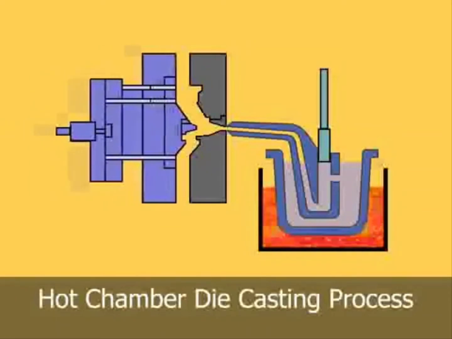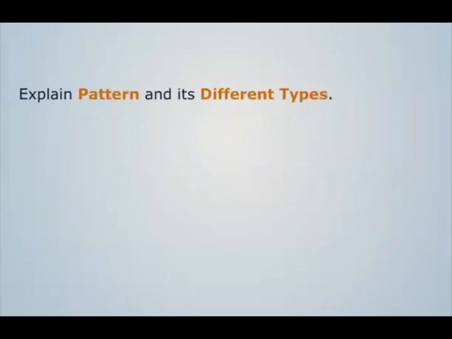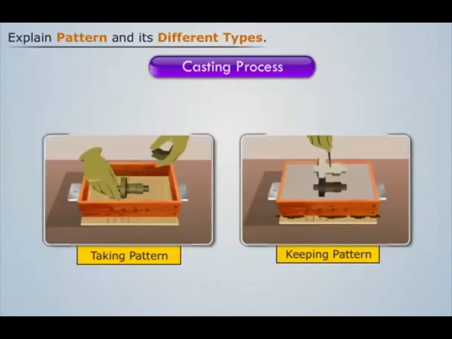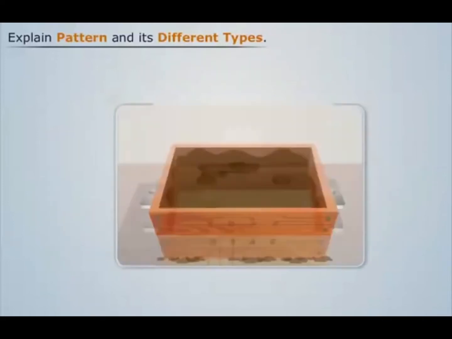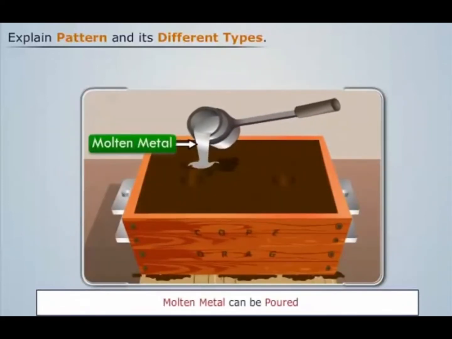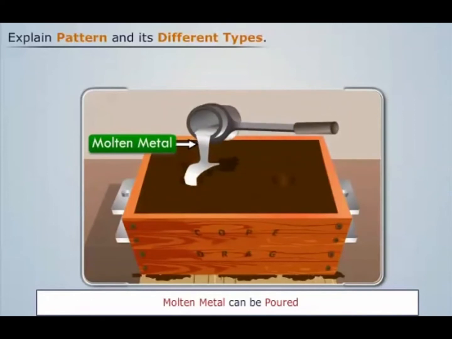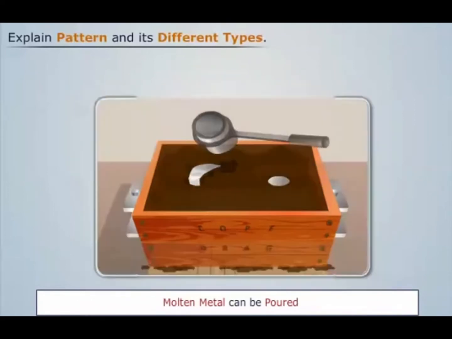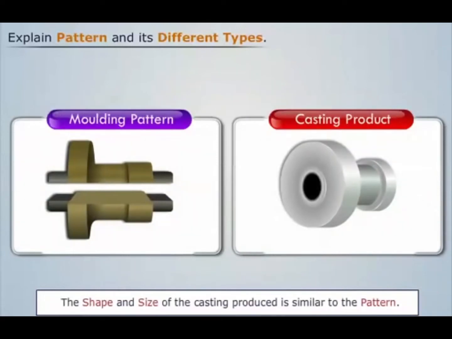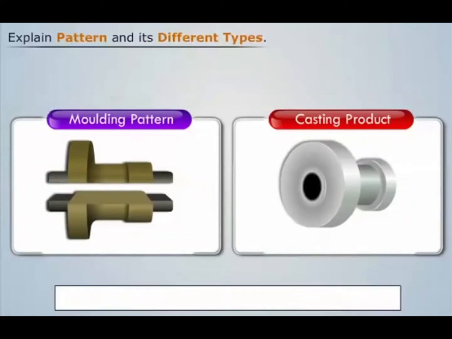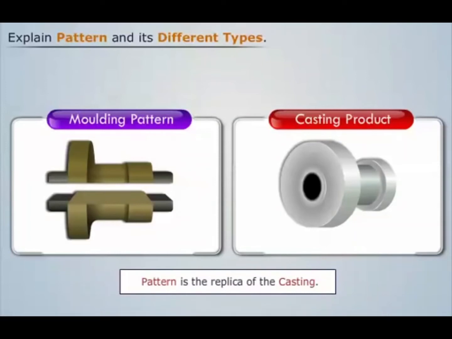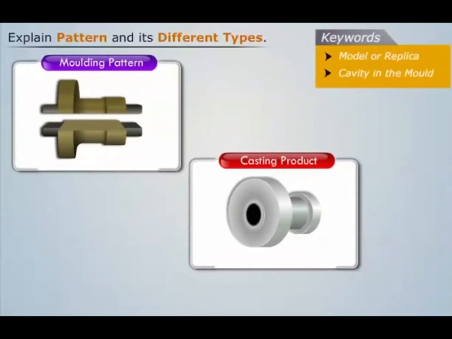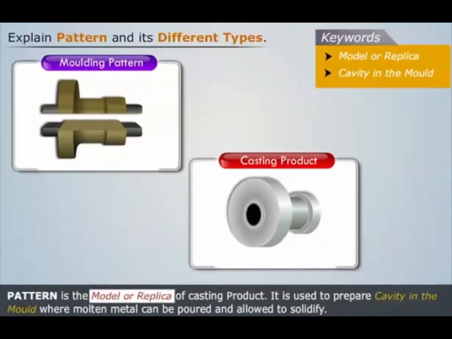Different types. We know that a pattern is used in the casting process to produce a cavity in the mold, where molten metal can be poured. The shape and size of the casting produced is similar to the pattern. Hence, a pattern is the replica of the casting. Thus, a pattern is the model or replica of the casting product. It is used to prepare a cavity in the mold where molten metal can be poured and allowed to solidify.